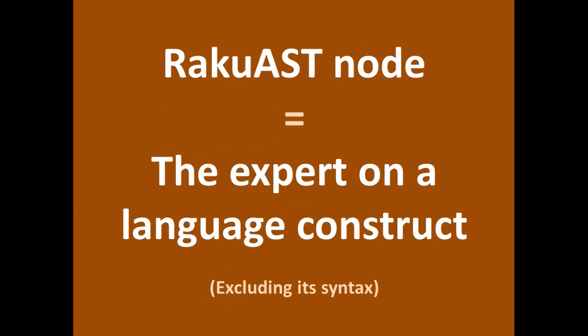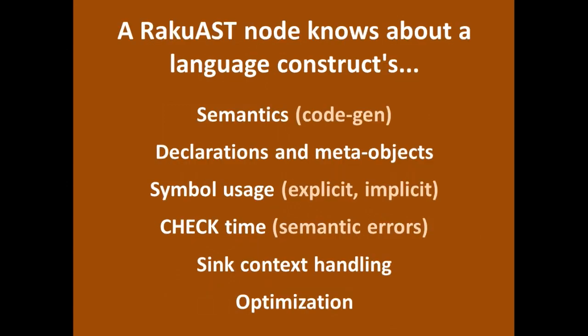So the way I like to think of the Raku AST design of things is that a particular node is an expert on a particular language construct. It has all the knowledge about that language construct except its syntax. And that kind of makes sense because really syntax is just another way of constructing a Raku AST. It's probably the most common one that people use, it turns out. But really, it's kind of a step before we have this, and that's why the syntax would lie outside of it. But otherwise, it knows pretty much everything about a given language construct.